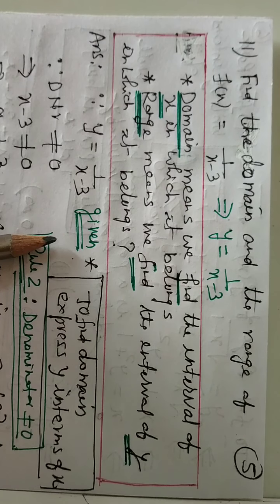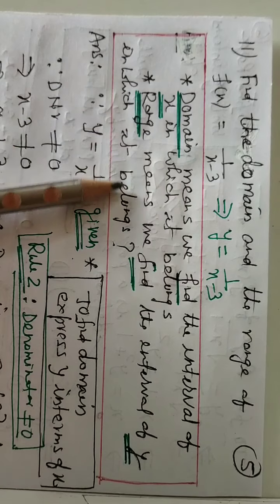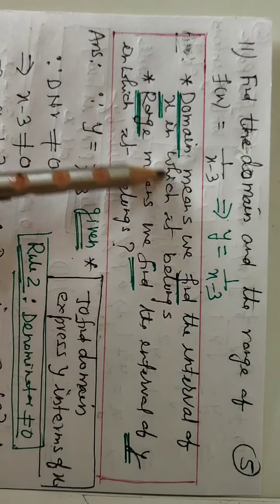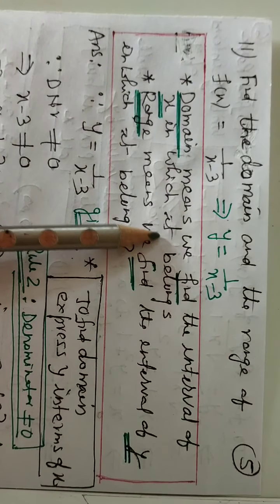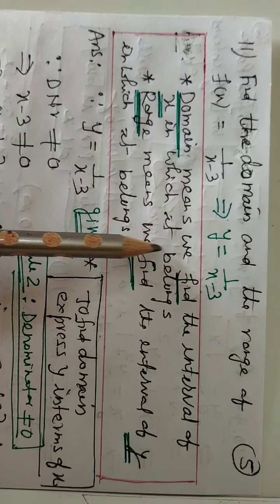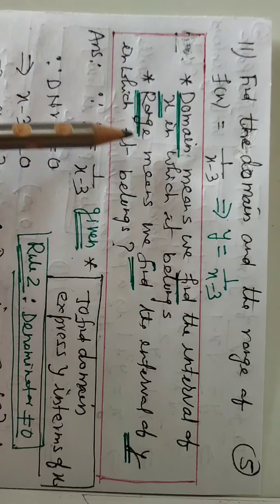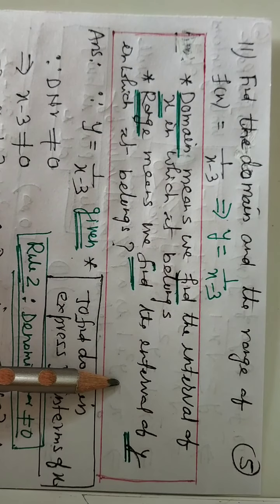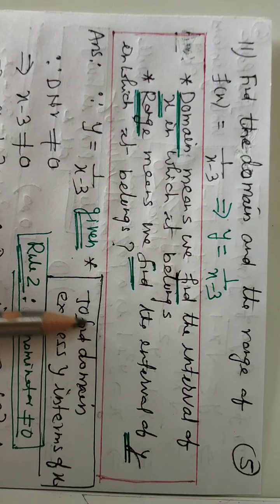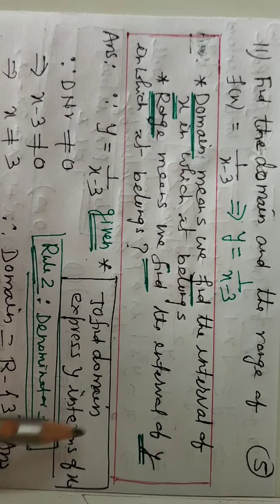The function chapter is continued for class 11 mathematics, final revision, question number 11. Find the domain and range of this function. Domain means we find the interval of x, and range means we find the interval of y. Remember it. Now to find the domain, express y in terms of x.